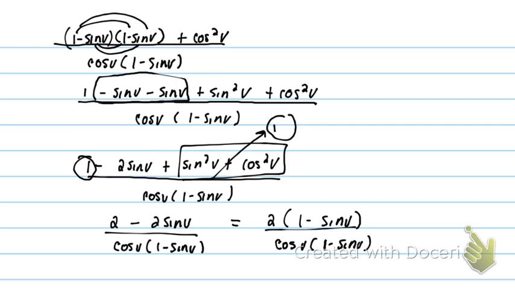And now do you guys see everything's factors? You've got multiplication in the top, multiplication in the bottom, which means you can cancel. Which leaves you with 2 over what? Cosine V, and sure enough, what is that? 2 secant V, and that's what we wanted.